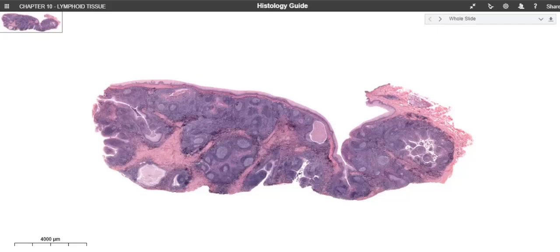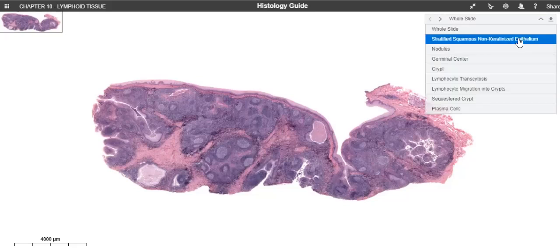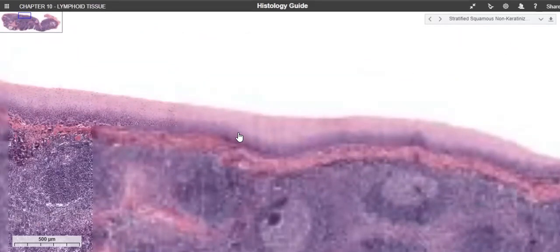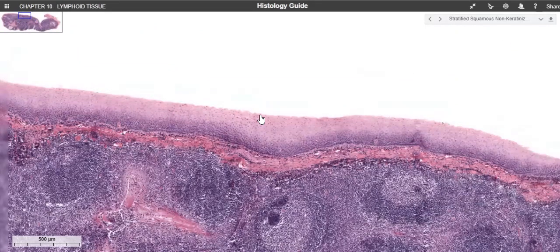It is non-encapsulated, it has no capsule. So it has an epithelium. Let me show you the epithelium. The epithelium is stratified squamous non-keratinized epithelium. So here you can see the epithelium, a stratified squamous non-keratinized. The stratified squamous non-keratinized is also found in other areas like the esophagus, also in the mouth.